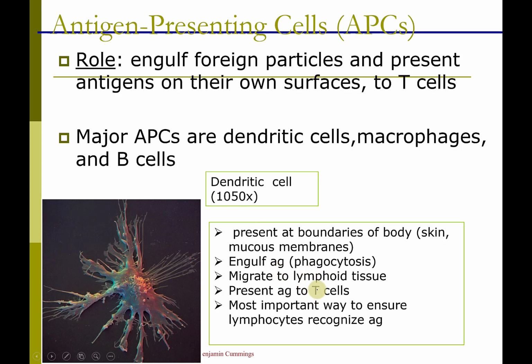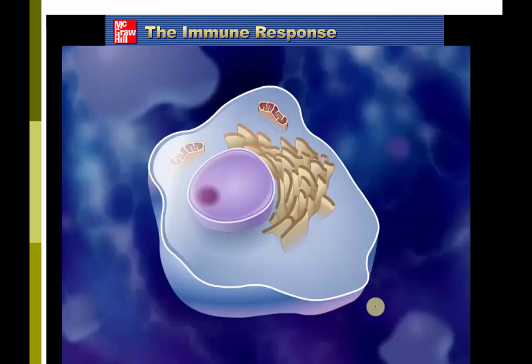Now, the T cells will often stimulate B cells, and then the B cells can present the antigen to other B cells. So let's watch this quick video here about how the cell responds.